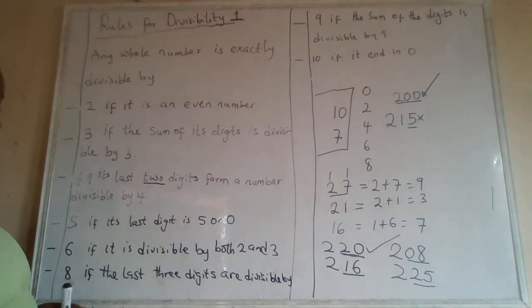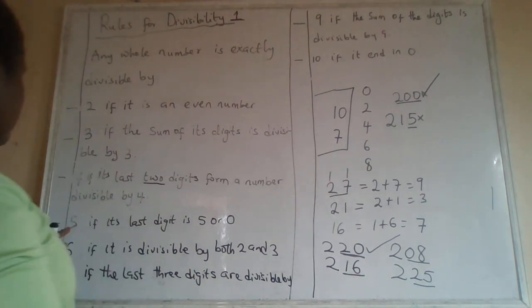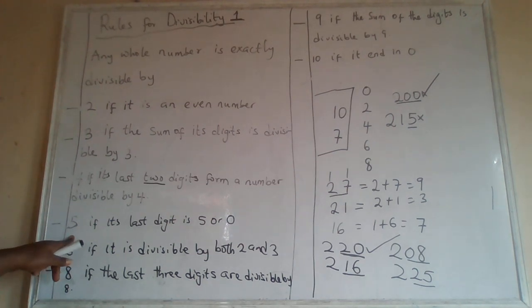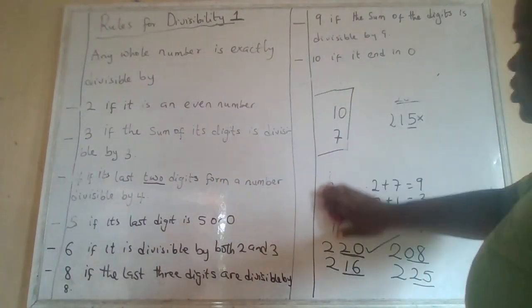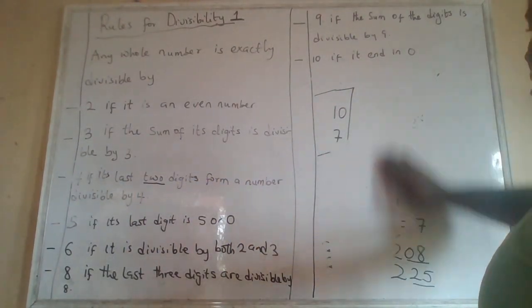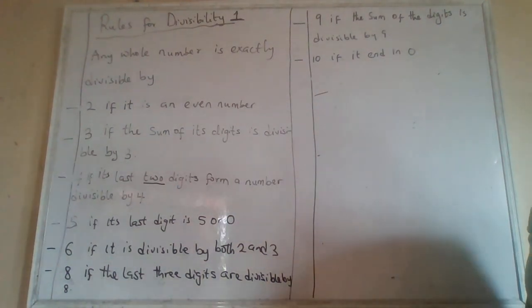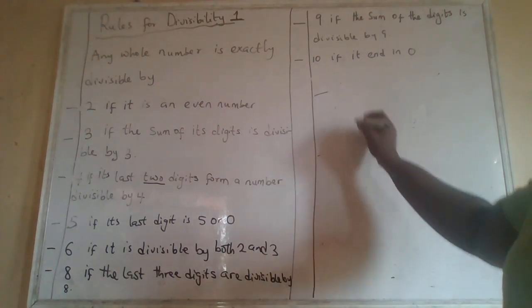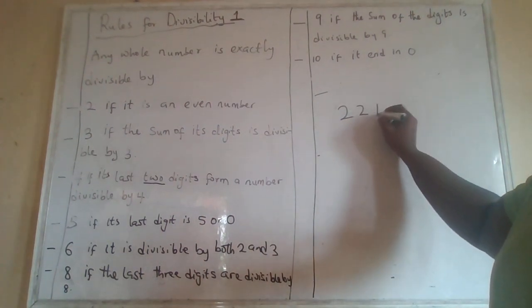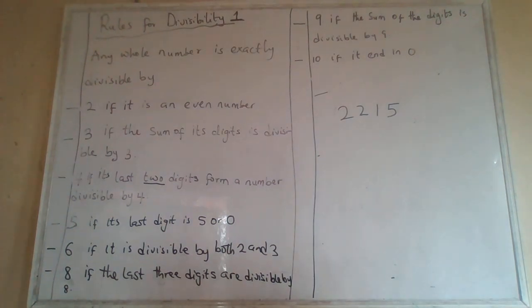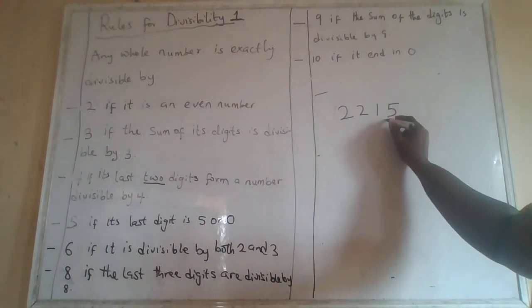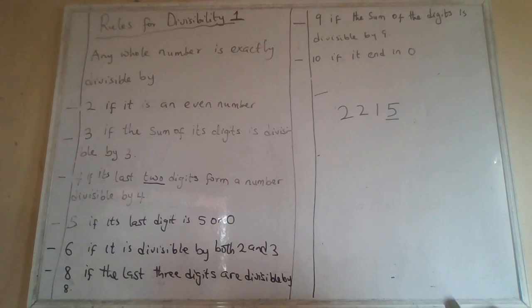So we continue. A number is said to be divisible by 5 if the last digit is 5 or 0. If the last digit is 5 or 0, we say that the number is divisible by 5. Let's take some examples. If the last digit is 5, if I have 2215, automatically, since this last digit is 5, it can be divided by 5 exactly.